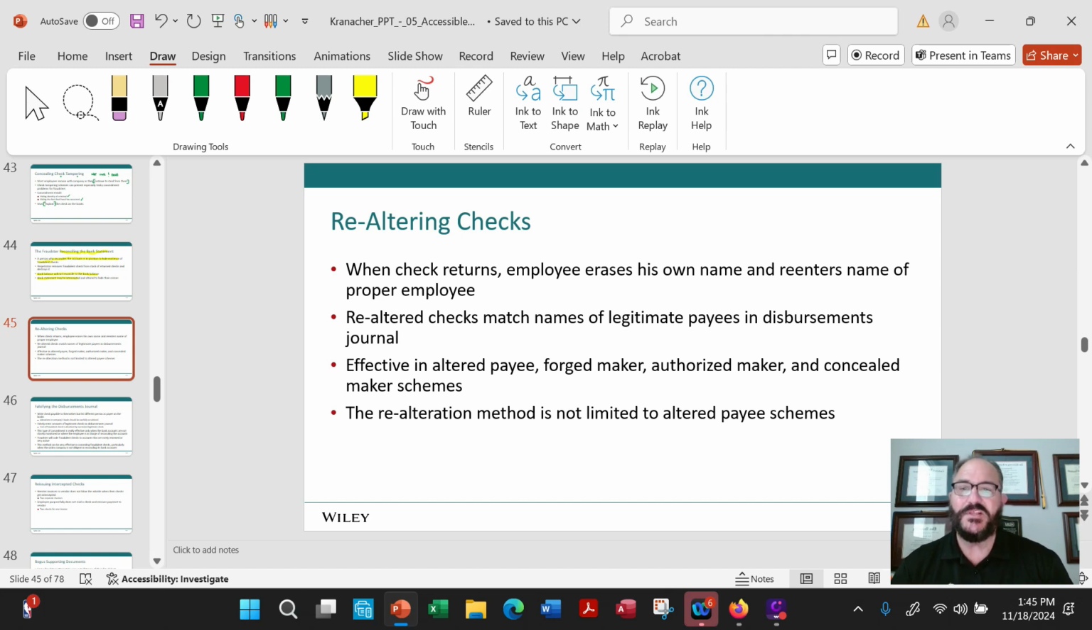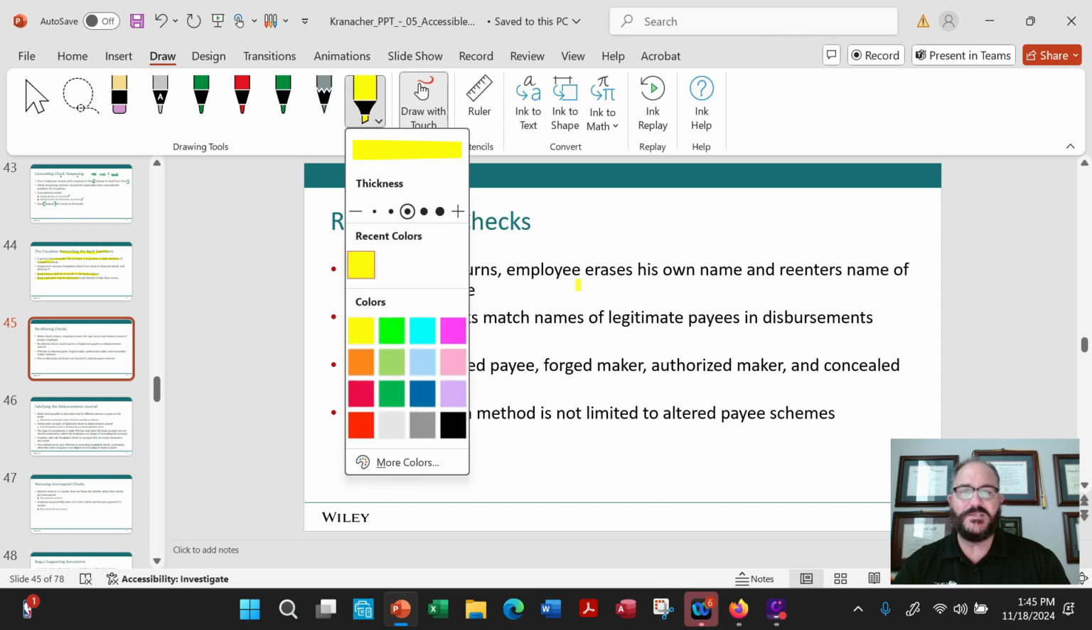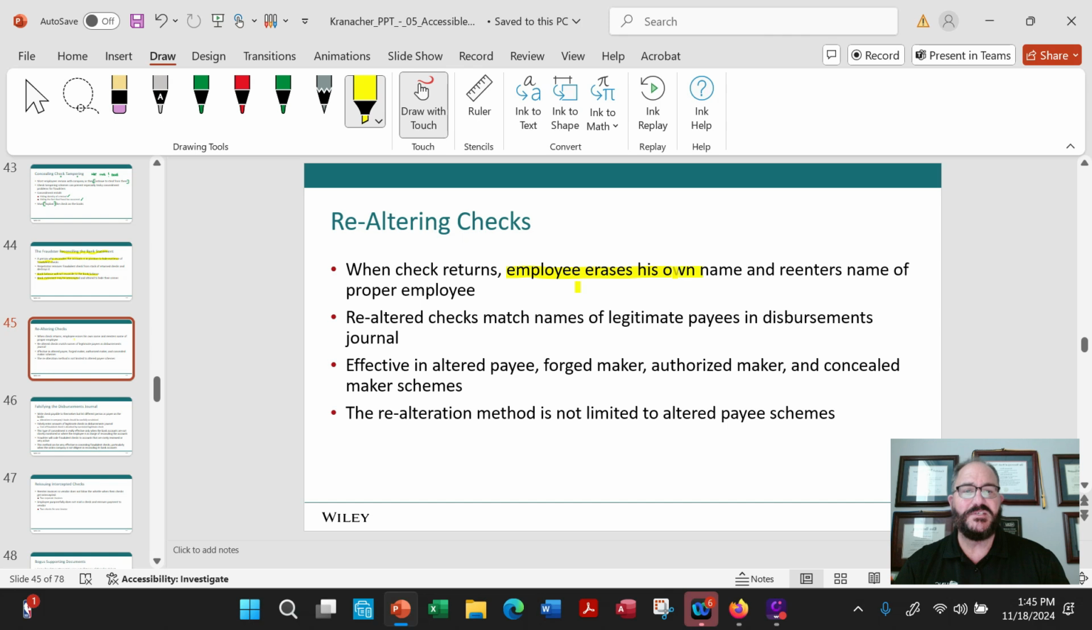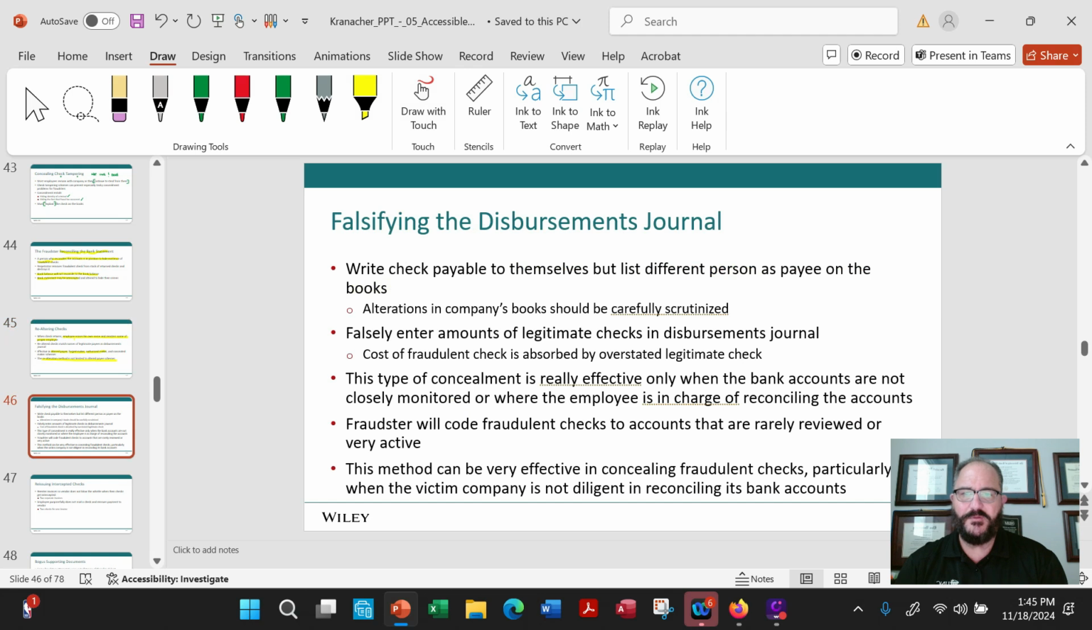Some other things that they do, if you take a look here: how do they go about altering checks? On check returns, the employee erases his own name and re-enters the name of the proper employee. So you can alter the payee, and you can forge the authorized maker. So it's not limited to altered payee scams. Altering checks, I don't know how much that's done. I think now it's more fraudulent billing and charging than it is with the checks, but they're running you through things they've seen in the past. And the smaller the business, the more likely this can happen.